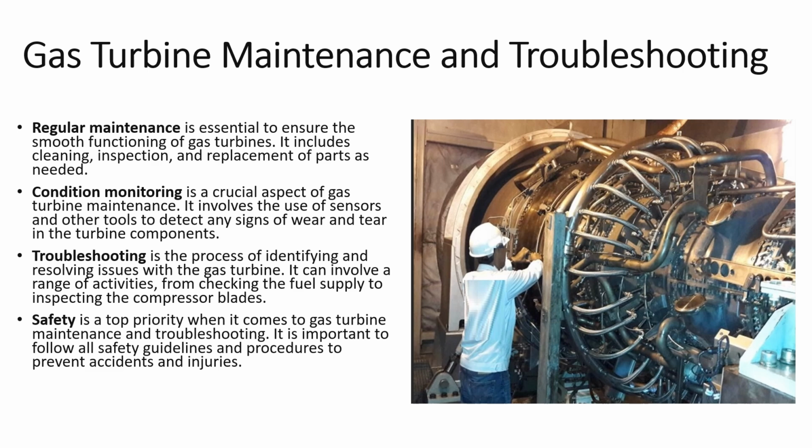It can involve a range of activities, from checking the fuel supply to inspecting the compressor blades. Safety is a top priority when it comes to gas turbine maintenance and troubleshooting. It is important to follow all safety guidelines and procedures to prevent accidents and injuries.